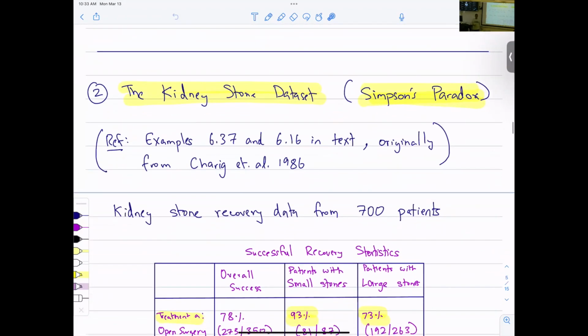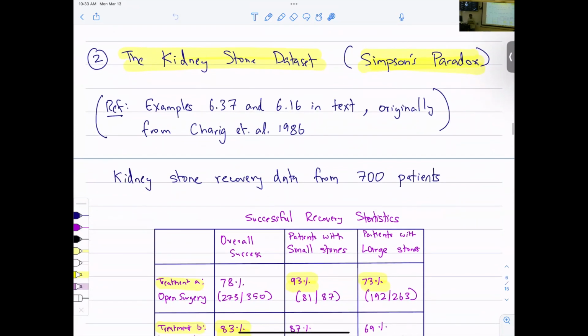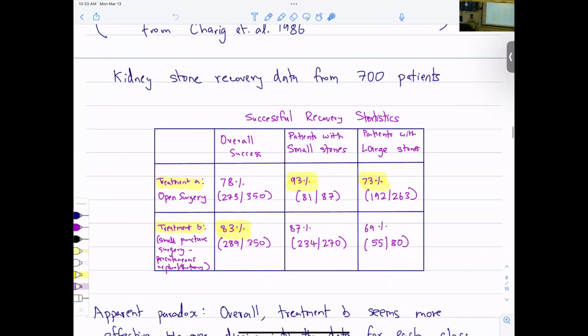This is still a toy example. Second question is, why is this useful? So I want to talk about this famous kidney stone dataset experiment. Okay, this is Simpson's Paradox. In the text, it is these examples, and this is originally from Charig's paper in 1986. So this is the dataset. Let's spend a little bit of time looking through this.